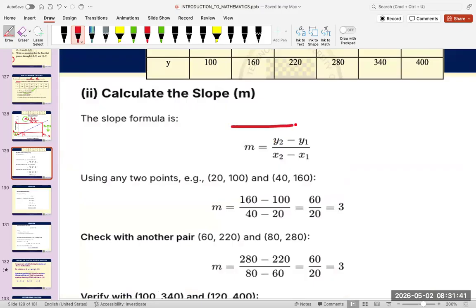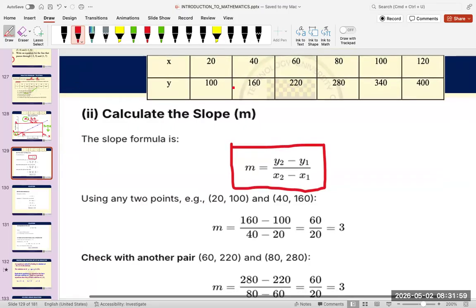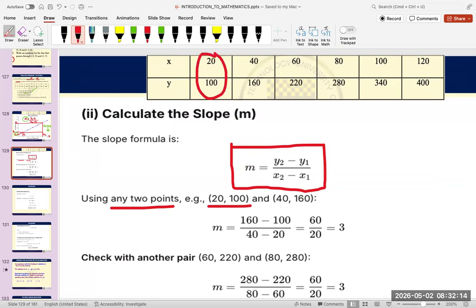The slope, this is the formula we learned last week. M equals y2 minus y1 over x2 minus x1. So in calculation, you can choose any 2 points. So for example, I'm choosing these 2 points, 20 and 100, and then I'm also choosing 40 and 160.